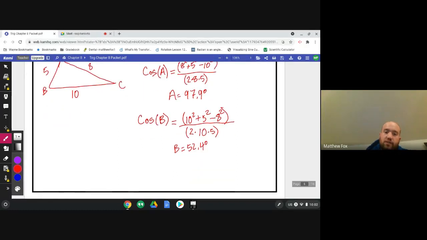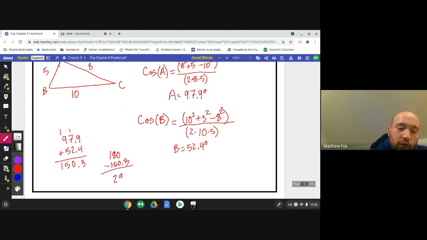Okay, we're almost done. To find C, all I have to do is add those two together. So we get 3, carry the 1. That gives us 10, so 0, carry the 1, all the way to 15. So 150.3. So we take that 180 minus the 150.3. Once again, if you need to use your calculator, that's fine. We will get 29.7 degrees. That is what we get for C.